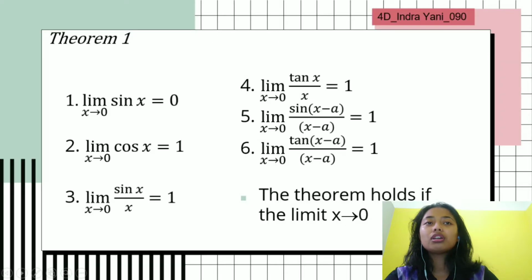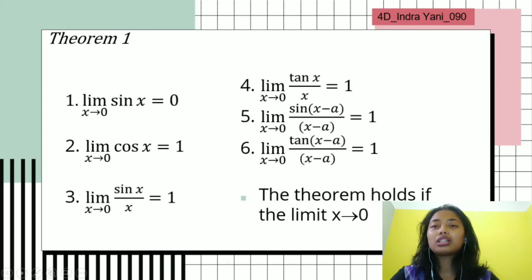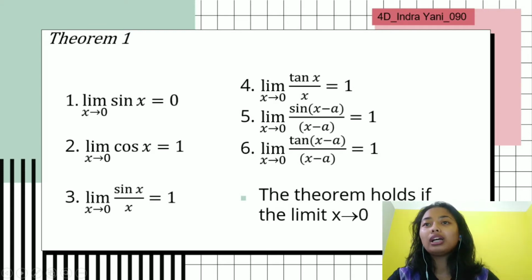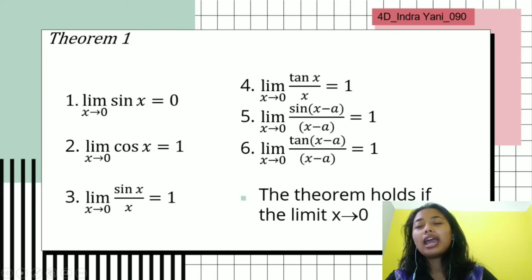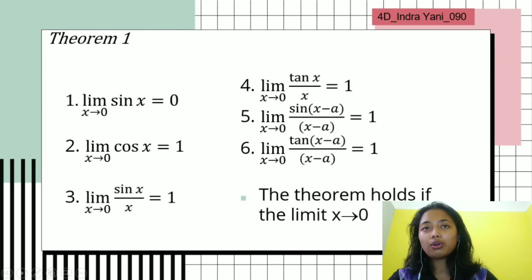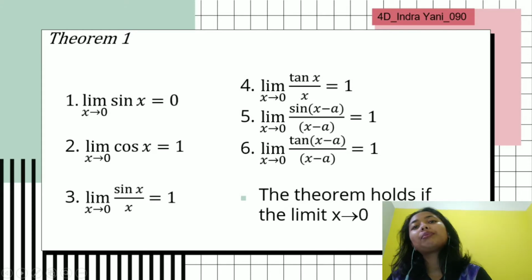As follows, the first one is theorem 1. On the slide, theorem 1 holds if x approaches 0. The first is limit sine x equals 0 as x approaches 0. The second is limit cos x equals 1 as x approaches 0.